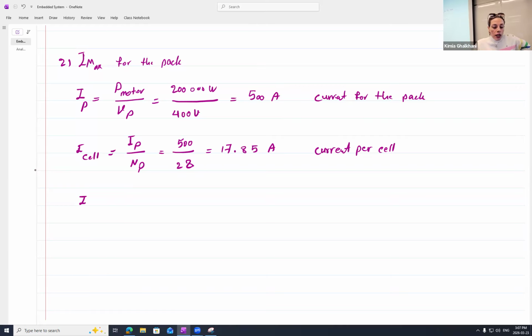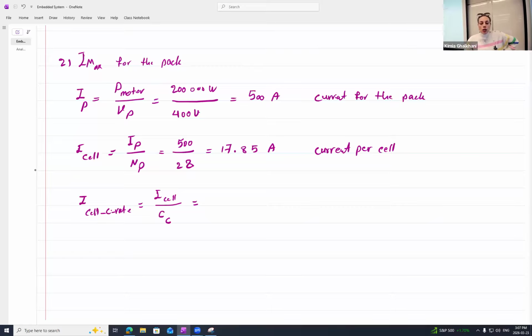So if I have the I cell, for the I cell per C rate, I just calculated current per each cell, which is going to be 17.85. And then I have the capacity of each cell. It was given, right? So now I can say 17.85 divided by that 5.5.